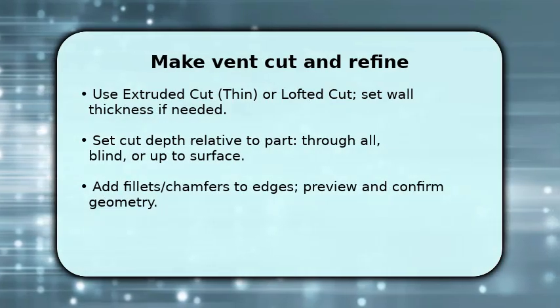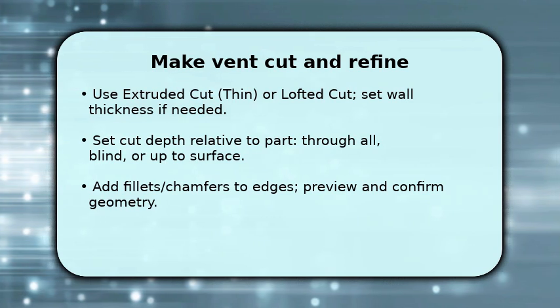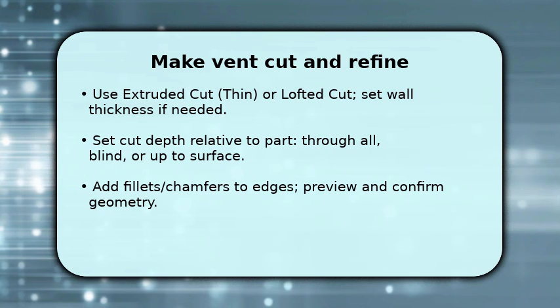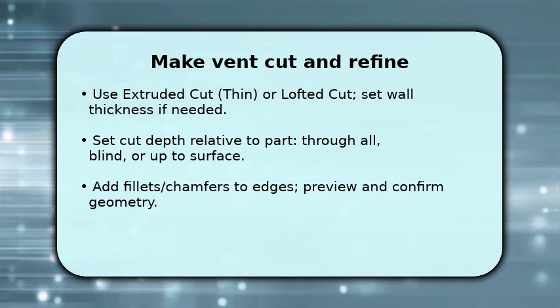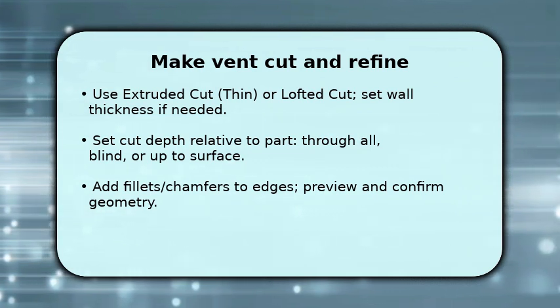Now convert that sketch into a physical vent by using an extruded cut with thin feature when you need a framed vent or a standard cut for open slots. Set the thickness or wall offset as required. Choose cut depth carefully, through all for full holes or blind to stop short, and use direction controls if needed.